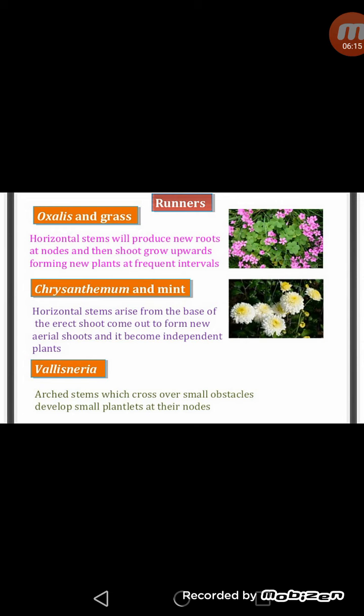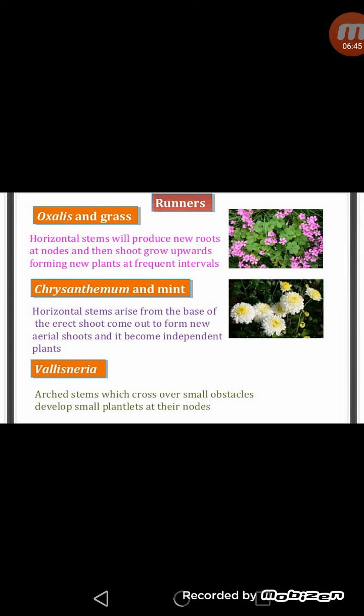Firstly is given oxalis grass. Horizontal stems will produce new roots at nodes. Nodes, as I told you, are the part from which a side branch arises. So here in this case, some horizontal stems will produce new roots at the nodal portion, and then shoots grow upward, forming new plants at frequent intervals. So in this way the stem helps in formation of a new plant.